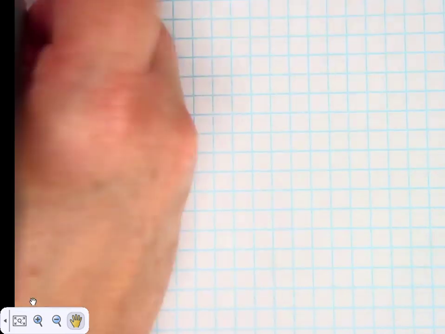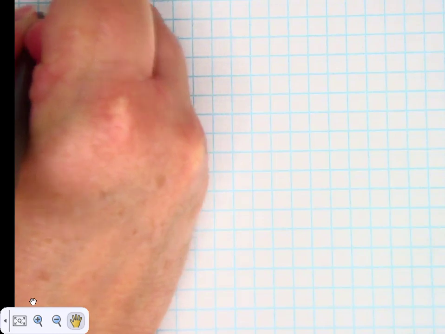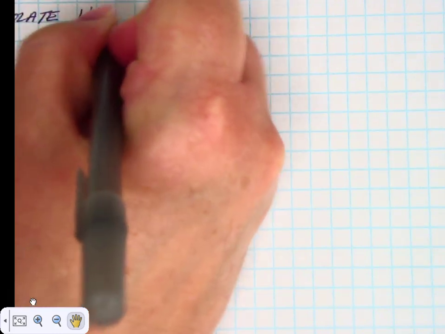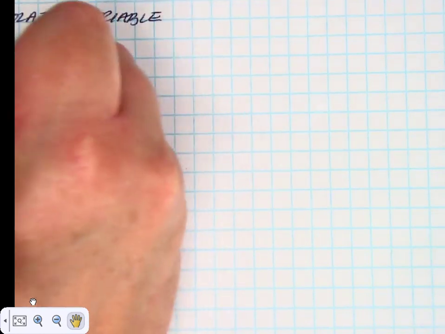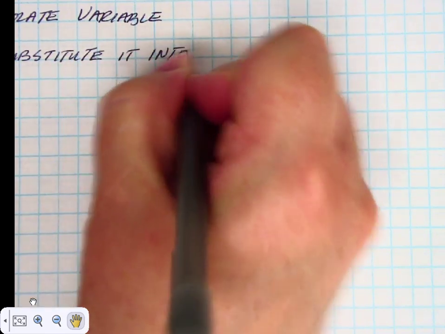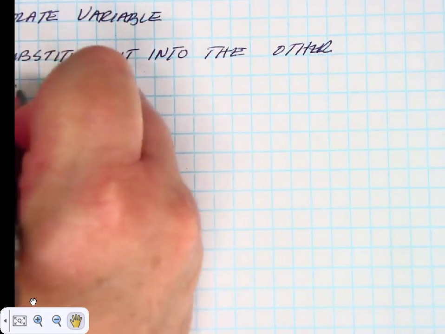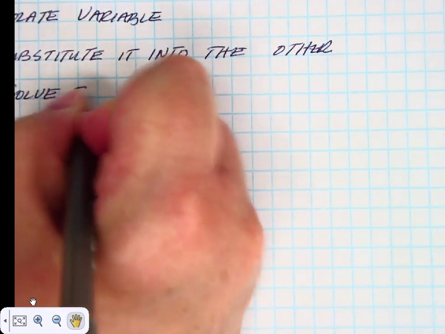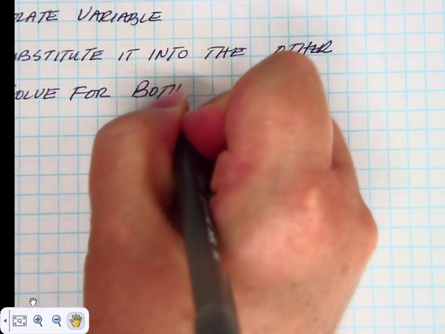This is where you want to first isolate a variable, substitute it into the other equation, and then solve for both variables.